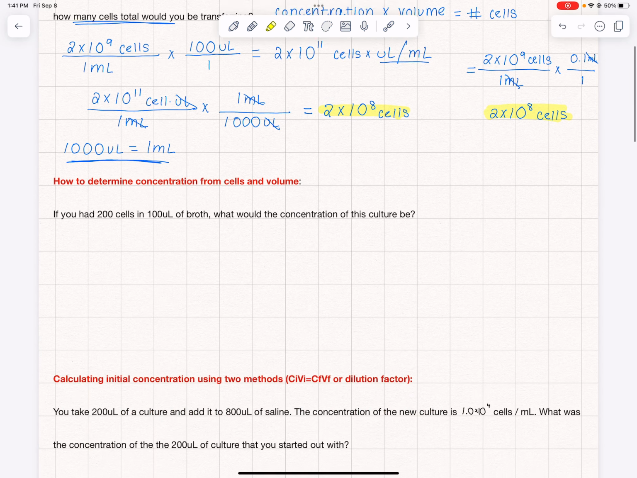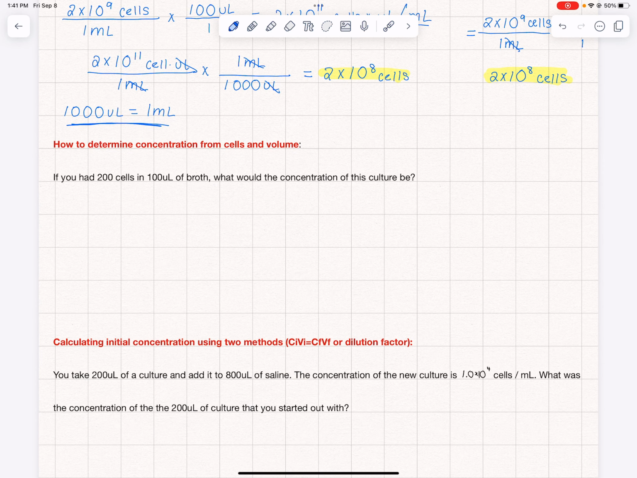So now, moving forward, we can calculate concentration if we have the number of cells in a given number of liquid. So kind of doing the reverse of what we just did. Again, we're going to be using our equation, which is concentration times our volume is equal to our number of cells.